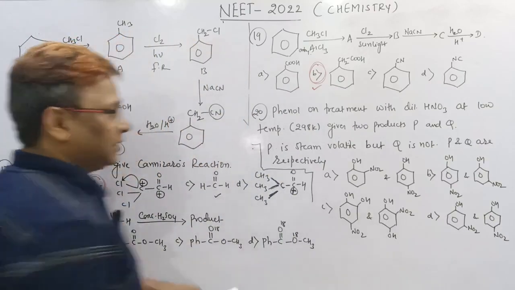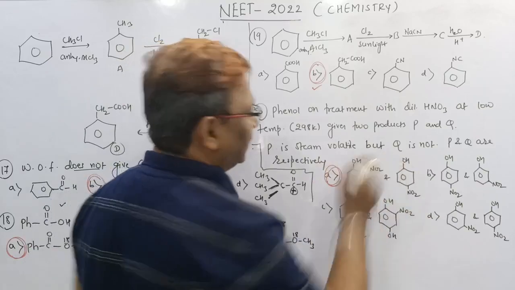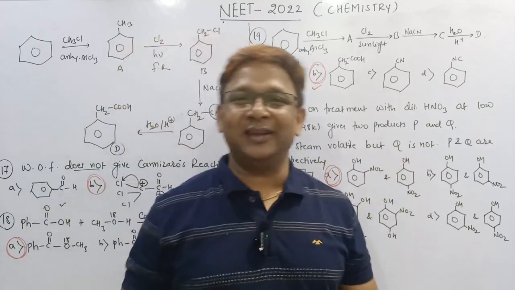What is the P and Q, sir? Option 1: orthonitrophenol and paranitrophenol. Right? Take a screenshot.